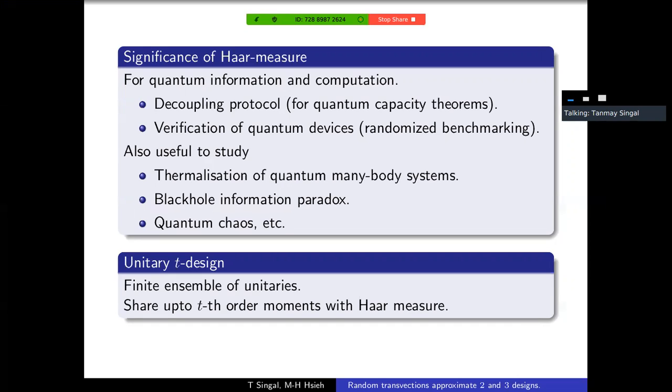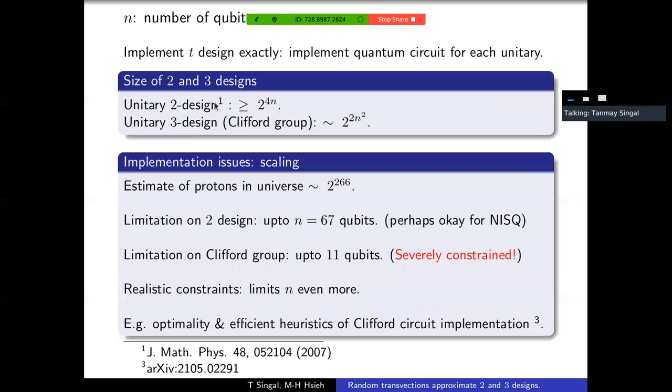Now, to implement a Haar random unitary is inefficient, which is why we are interested in the implementation of what are known as unitary T designs. A T design is a finite ensemble of unitaries which share up to Tth order moments with the Haar measure. Now, to implement a T design exactly, one needs to implement the quantum circuit for each unitary.